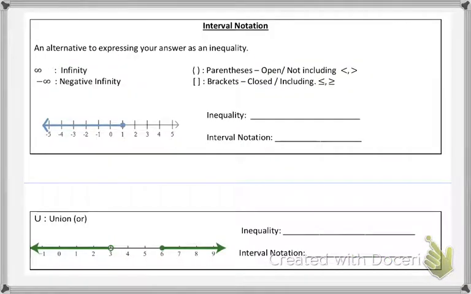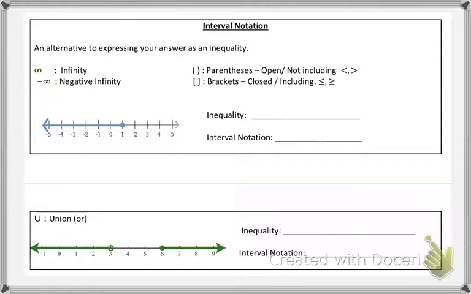Okay, and then the final way of writing your solution, instead of just inequality and set builder notation, there's another notation called interval notation. In interval notation, we use parentheses that represent open or not including, and closed brackets that mean closed or including. And then we also have the infinity and negative infinity symbols, which represent a number that gets progressively larger. So it's not a number that you can do operations with.